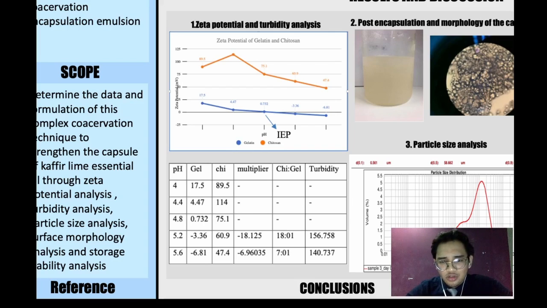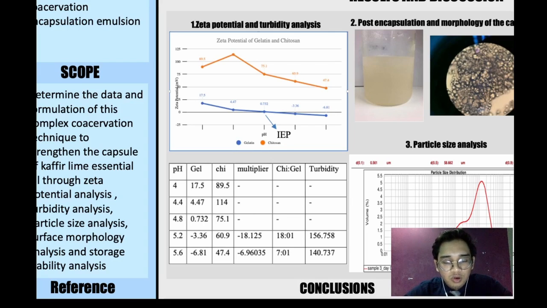So what is a turbidity analysis? Turbidity analysis is when two types of polymer with different charges are mixed together and become a turbid or cloudy condition of the solution. So to choose one of the pH values as the operating condition for the encapsulation process, we need to find the one with the highest turbidity.